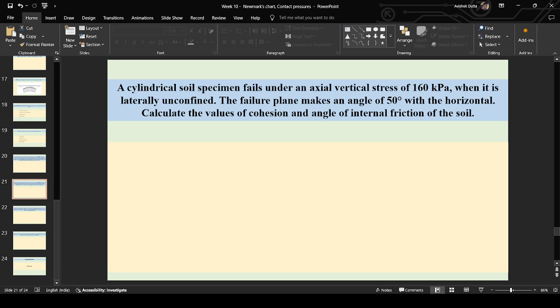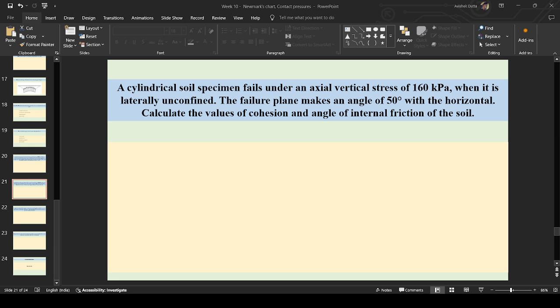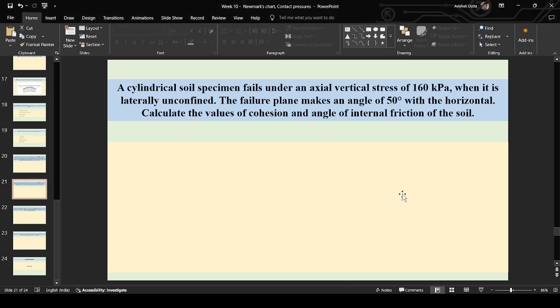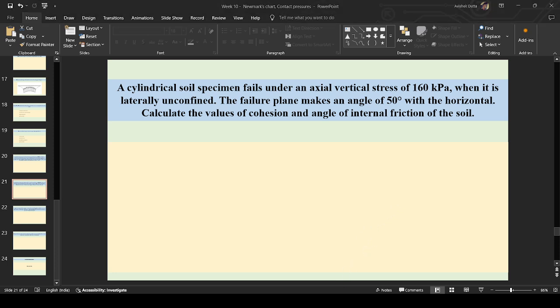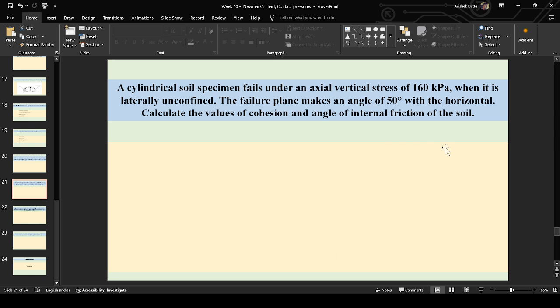I repeat the question. A cylindrical soil specimen fails under an axial vertical stress of 160 kilopascal when it is laterally unconfined. The failure plane makes an angle of 50° with the horizontal. Calculate the values of cohesion and angle of internal friction of the soil. Okay, I hope the question was clear. Next question.